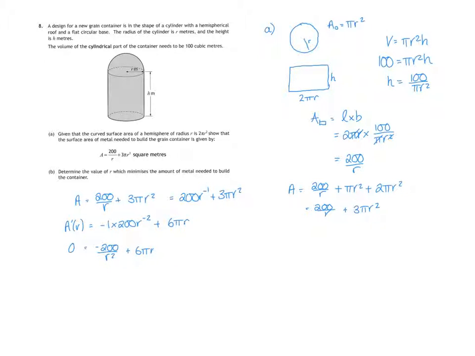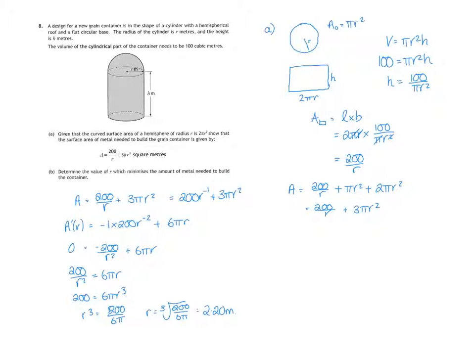Right, so solving this, if we add 200 over r squared to each side, that's going to be equal to 6 pi r. Times both sides by r squared, so we get 200 is equal to 6 pi r cubed. And then we're going to have r cubed is equal to 200 divided by 6 pi. So therefore r is going to be the cube root of 200 over 6 pi, which is 2.20 meters.